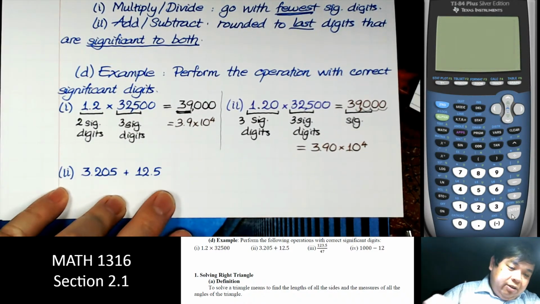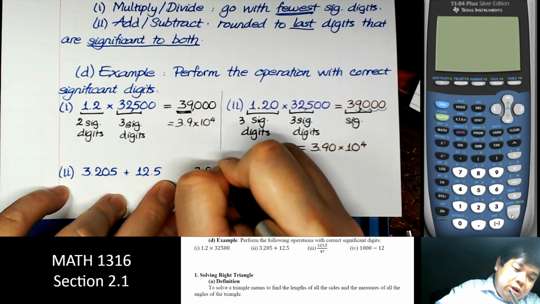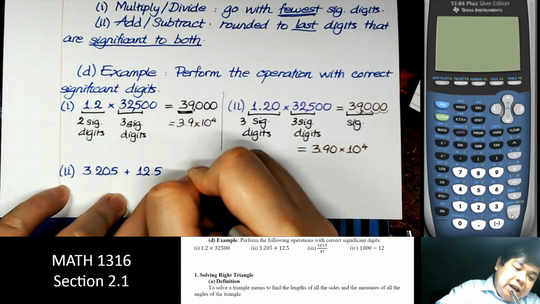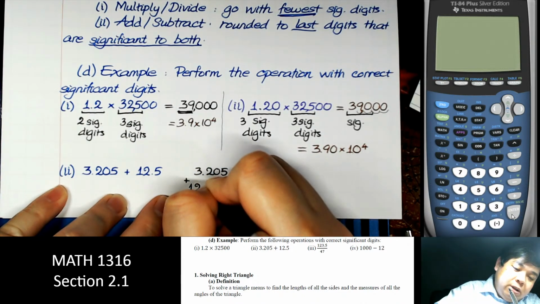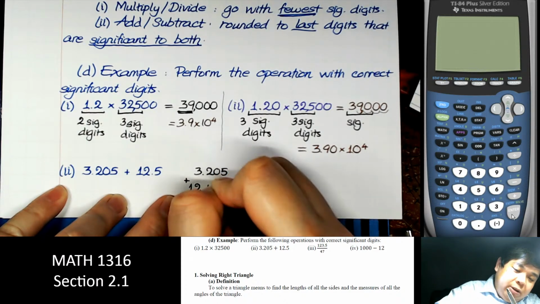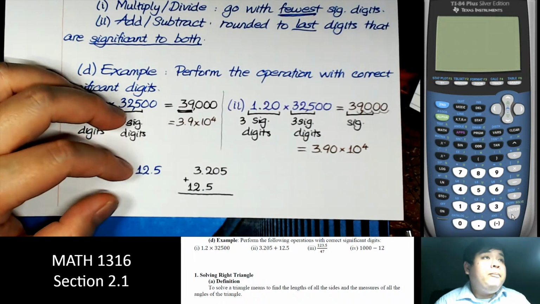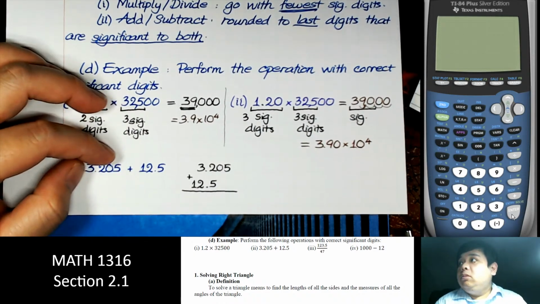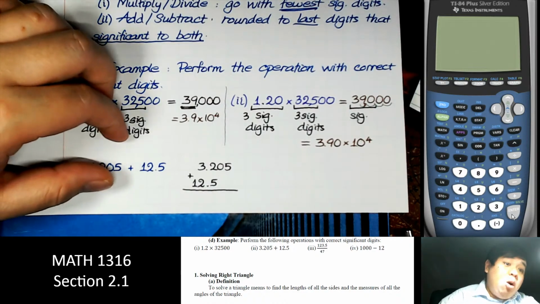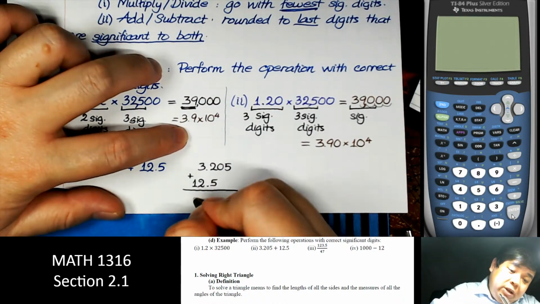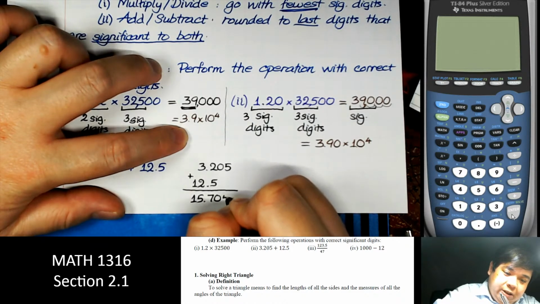Alright, so we have 3.205 and then add 12.5. Then we just add like we normally do. That would be 15.705.